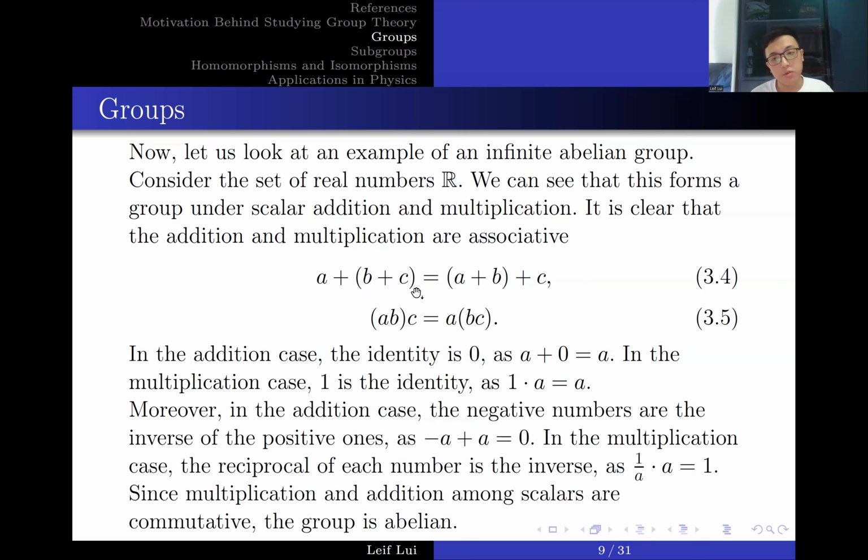If we swap the order of 2 plus 2 and 3, we still get 5, and 1 plus 5 is still 6. So the result does not change if you swap the order of the operation.